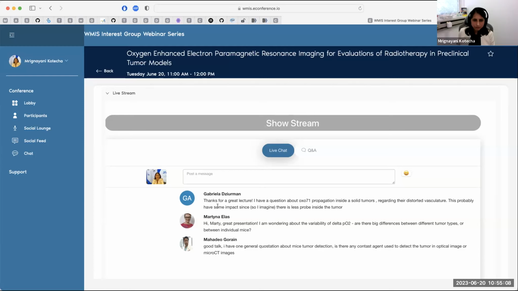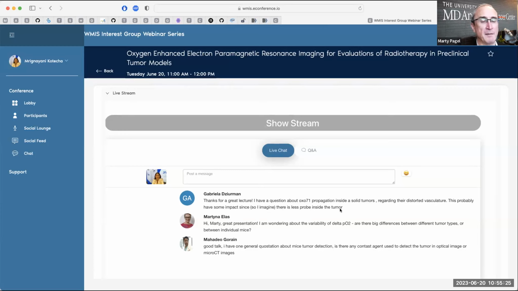Okay, there is another question from Gabriela. She's asking about OXO71 propagation inside solid tumors regarding their distorted vasculature. It probably has some impact, since she imagines there is less probe inside the tumor.